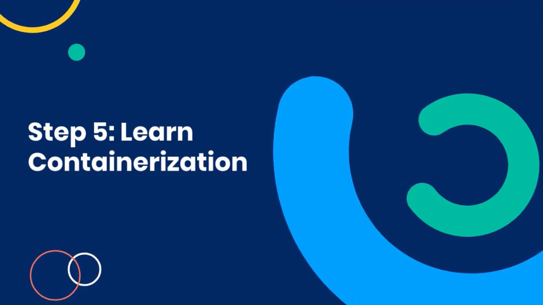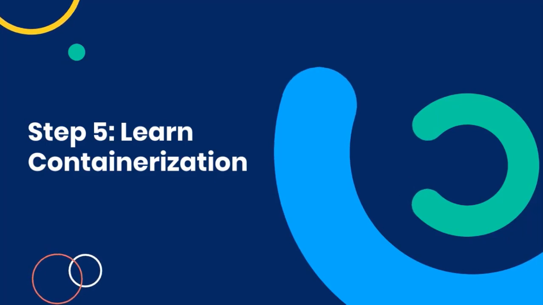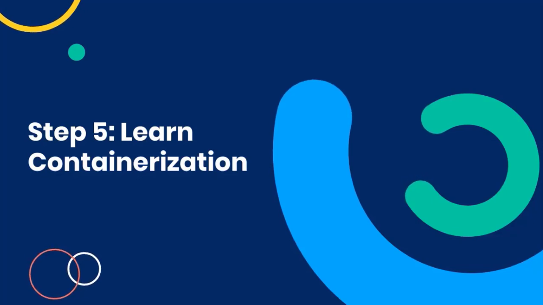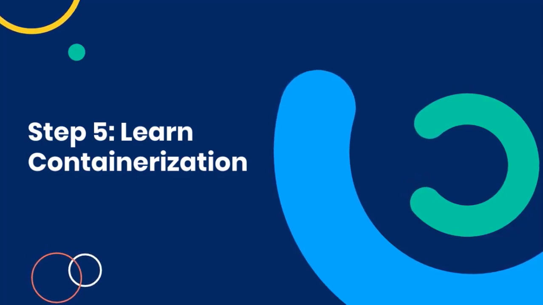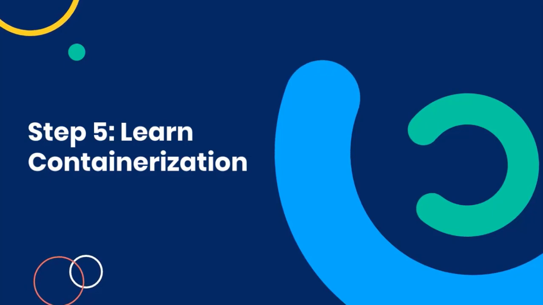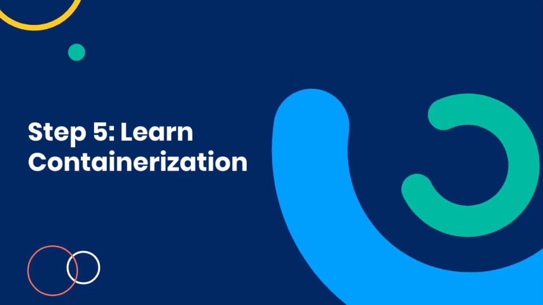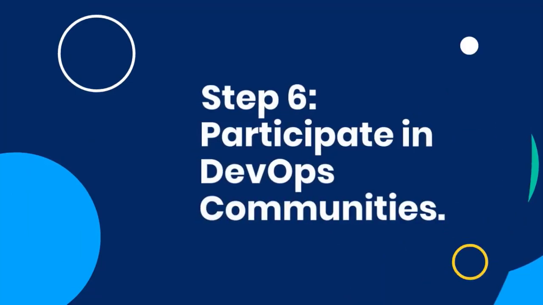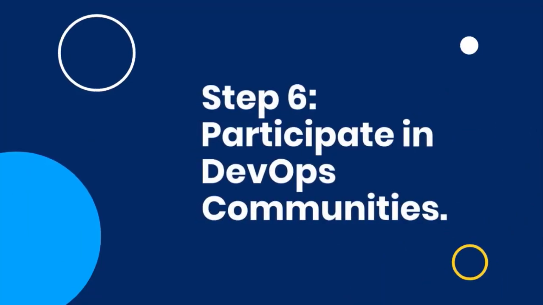The number five step is to learn containerization. Containerization is the process of running applications in containers that are portable and can be run anywhere. Docker is the most popular containerization tool, and learning how to use it is essential in building automated software development pipelines.